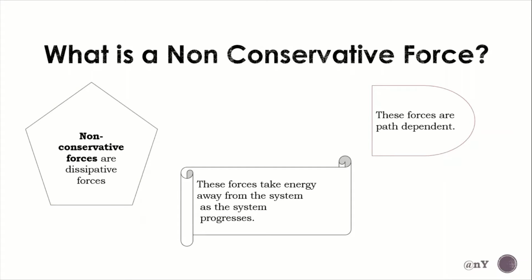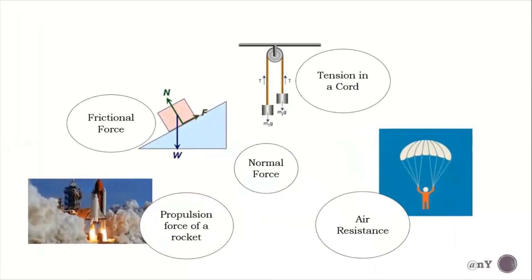What do you mean by the word path dependent? It actually means that the path decides what kind of force will be exerted on the object, whether it will be a large force or a small force, whether we will have more energy loss or less energy loss. For example, we have frictional force, tension in a cord or a string, the normal upward force on any object, the propulsion force of a rocket or of a motor, air resistance, etc. In all these forces, we have energy losses.